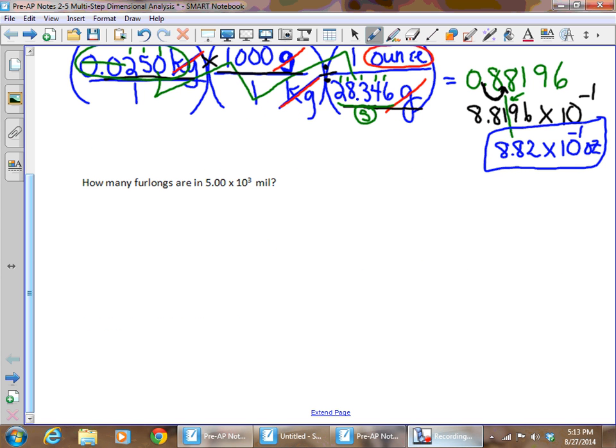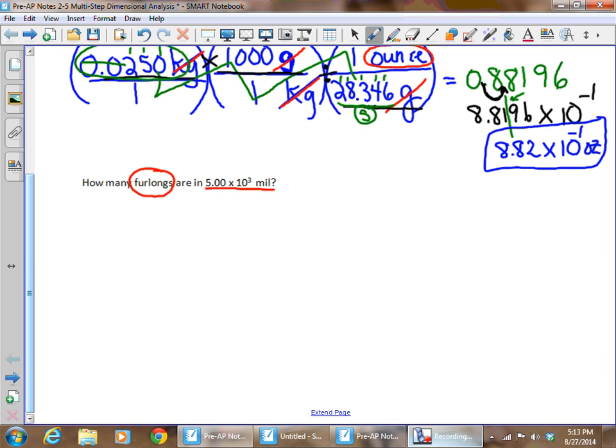On this last example, it says how many furlongs are in 5.00 times 10 to the third mils. A mil is actually a unit of length, and a furlong is actually a unit of length. We are looking at trying to find furlongs given mils. There is no conversion factor on our page, on our list of conversion factors, going directly from mils to furlongs. So I need a pathway.